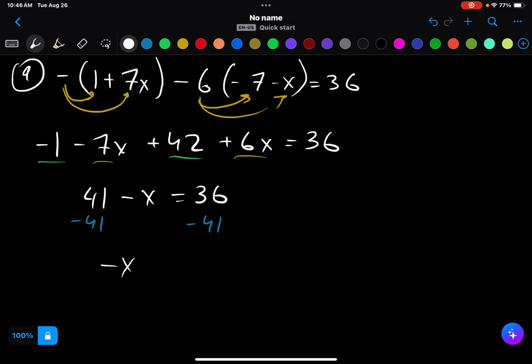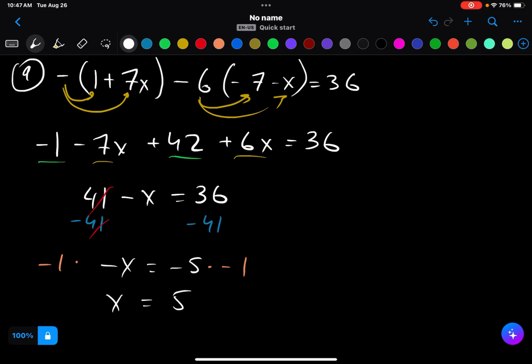So negative x ends up being, what is that? Negative 5. Looks like it. And then to get rid of that negative sign, just simply multiply both sides by negative 1. And that makes the x positive, makes the 5 positive. So x is 5. That's number 9. Pause that if you need to.